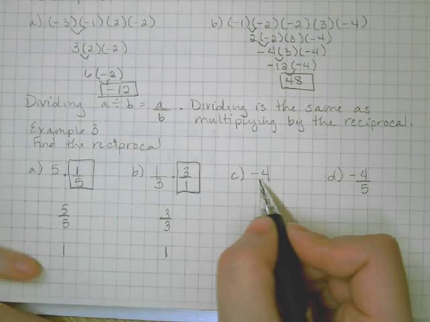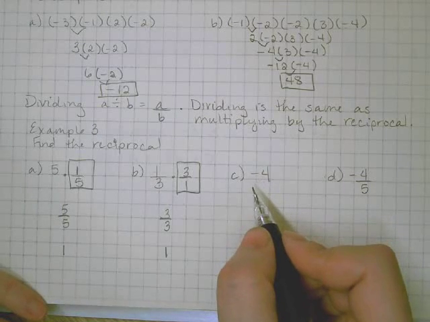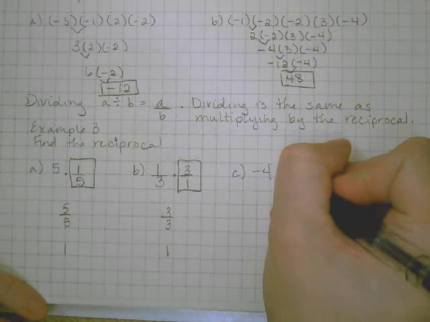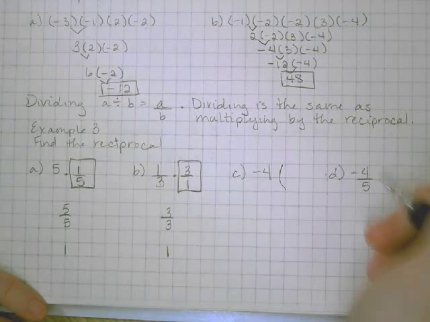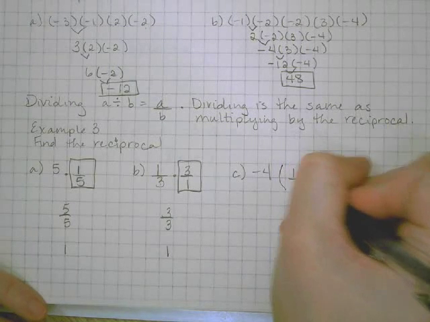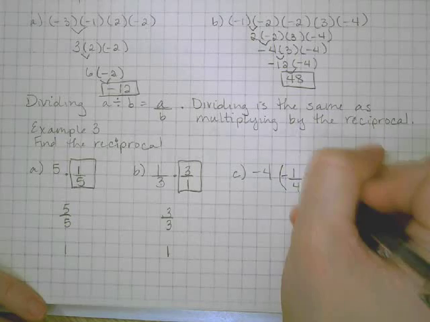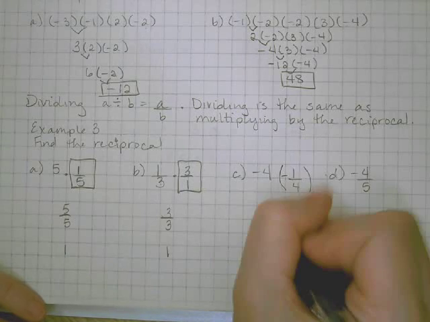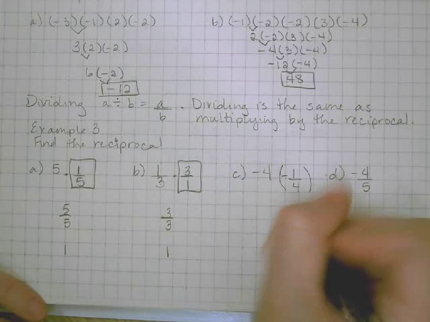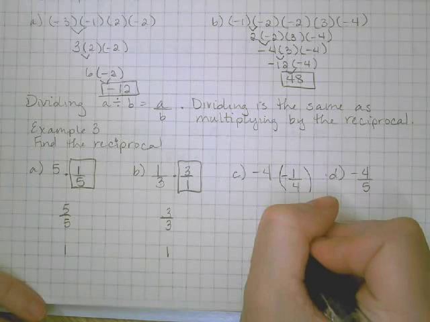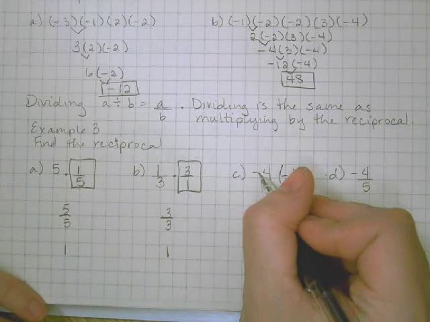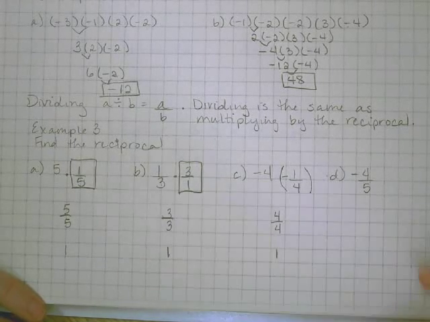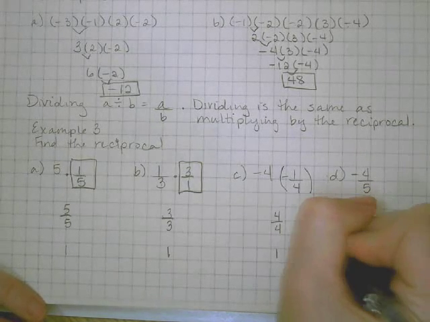Now if I have a negative number, remember I'm looking to get a positive 1, so my reciprocal also has to be negative. So if it's negative 4, then my reciprocal is 1 over 4, also needs to be negative, because a negative times a negative gives you a positive. So my reciprocal is negative 1 over 4. And you can double check this, because negative 4 times negative 1 is positive 4 over 4, which gives us 1. So my reciprocal is negative 1/4.